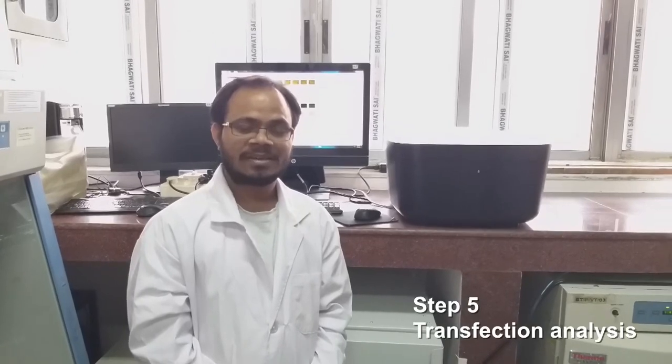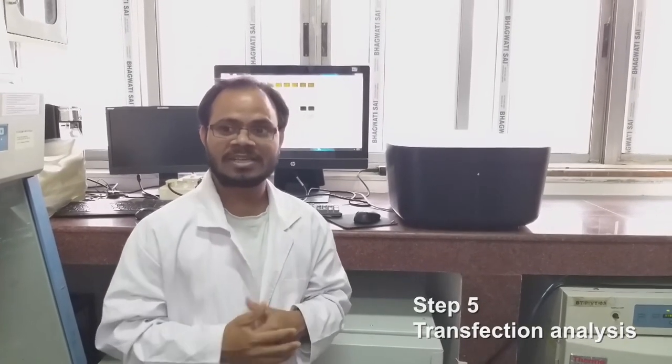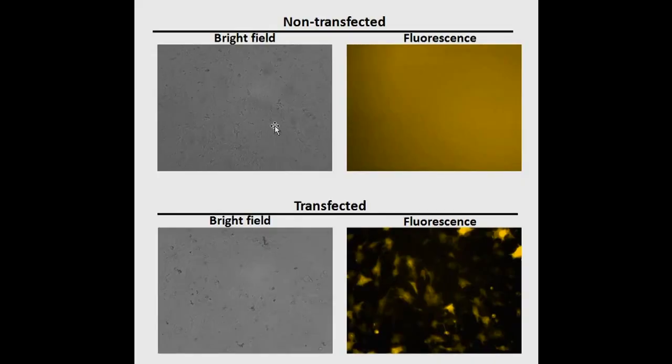We have successfully transfected the cells. Now we will try to analyze whether the transfection is successful or not. After transfection, we have to keep the transfected plate in a CO2 incubator for 48 hours. After 48 hours, we have to observe for transfection under a fluorescence microscope.